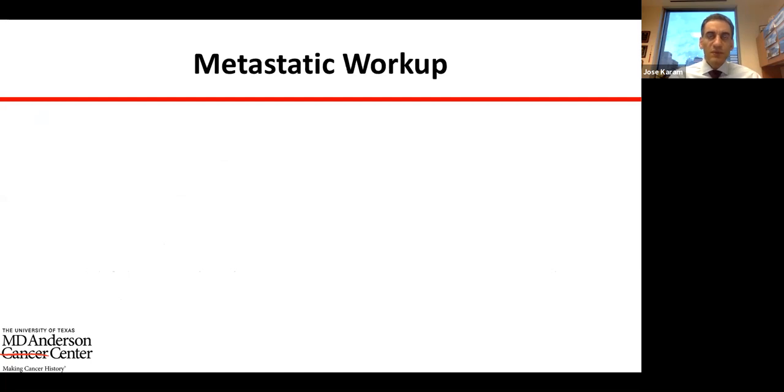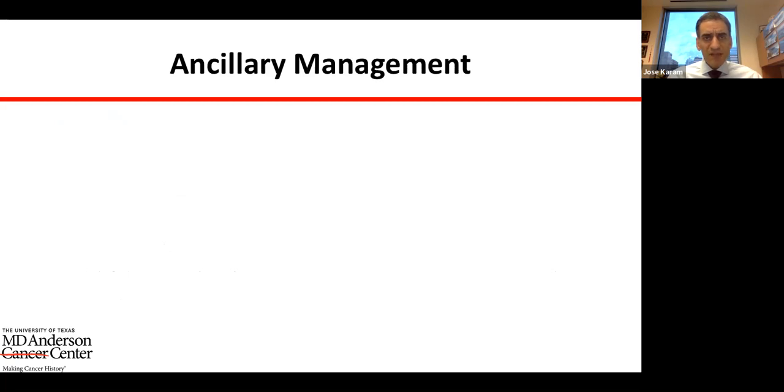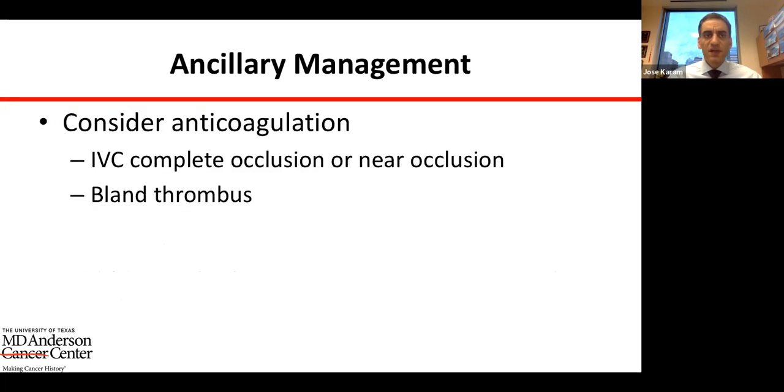And of course, we have to do a metastatic workup to see if surgery is indicated or not in general. That's generally done with a CT of the chest, MRI of the brain, and a bone scan if needed. And finally, ancillary management: we should consider anticoagulation if the IVC is completely occluded or near completely occluded, or if the patient has bland thrombus in addition to the tumor thrombus.